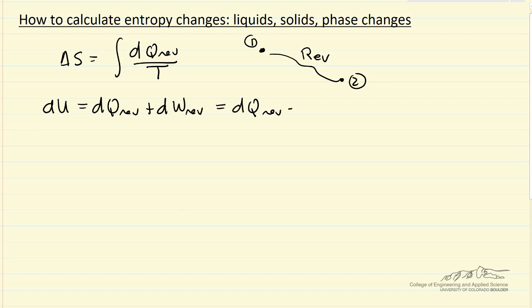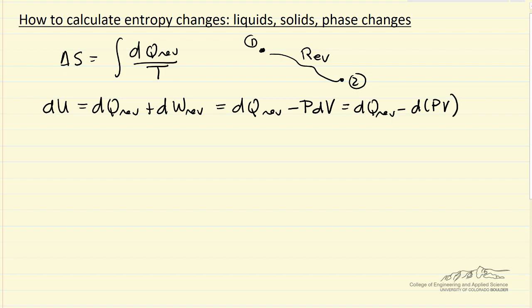So work reversible would mean pressure times the differential of volume. Now it turns out changing pressure has very little effect on a liquid or a solid. We don't change the enthalpy, we don't change the entropy, we don't change the volume, etc. So to a first approximation for a liquid or solid, we can write this as minus the differential of PV.